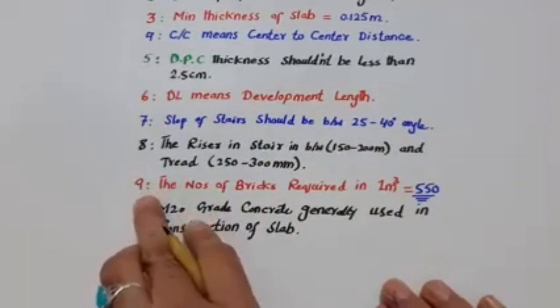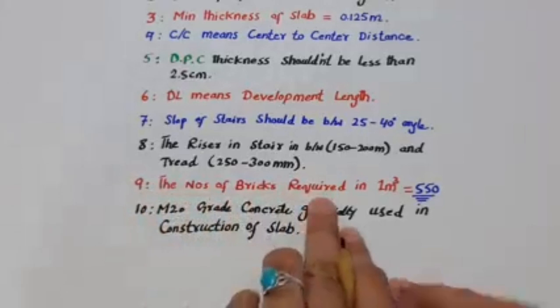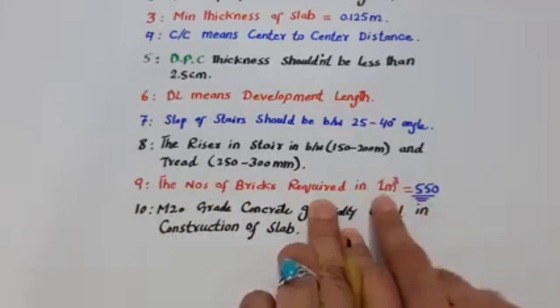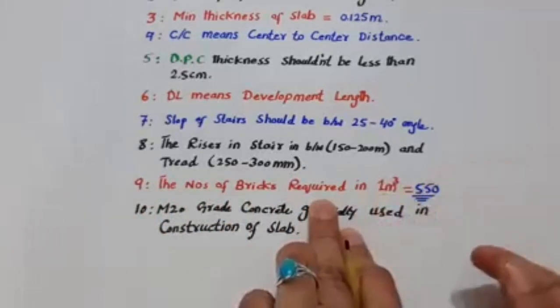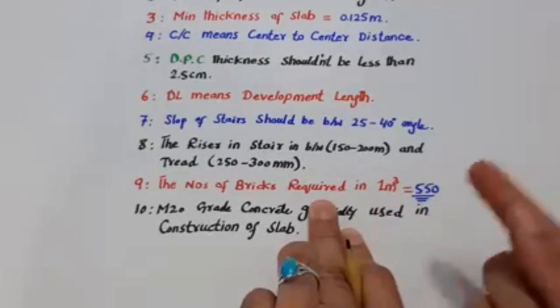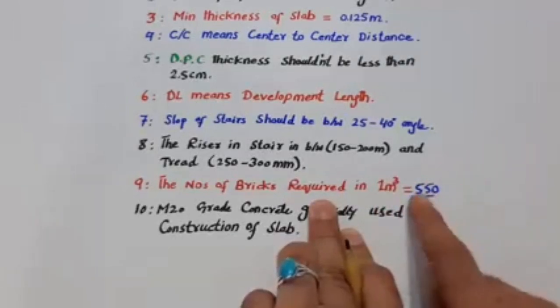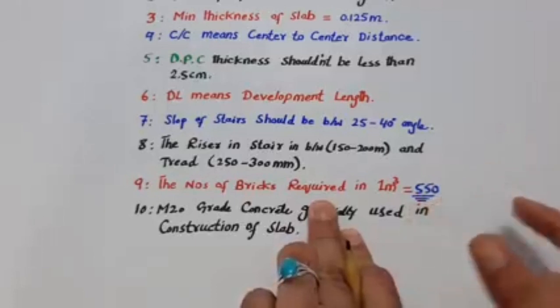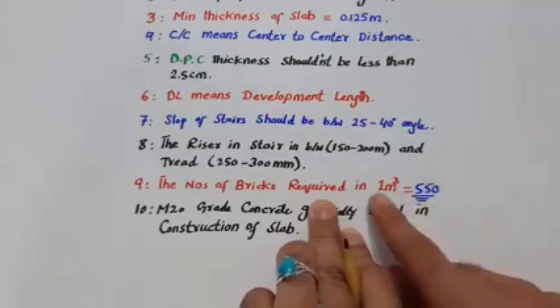The next one, guys, ninth, is the number of bricks required in 1 meter cube. Anyone can ask you how many bricks are required in 1 meter cube? So 550 numbers of bricks are required in 1 meter cube.